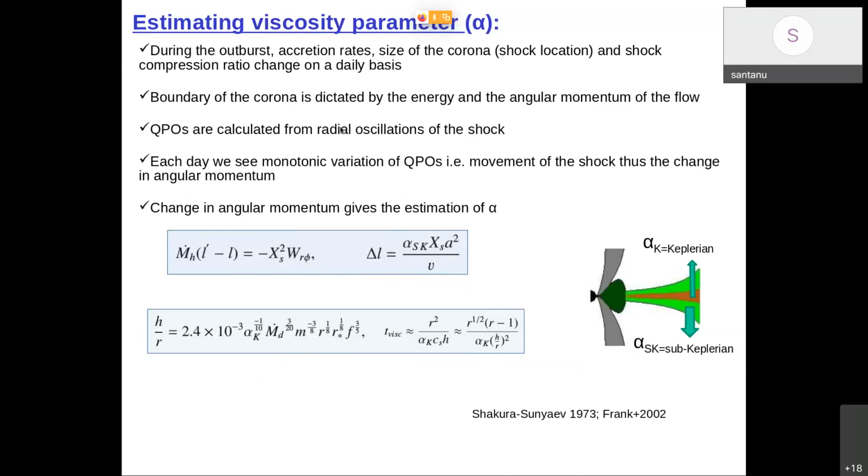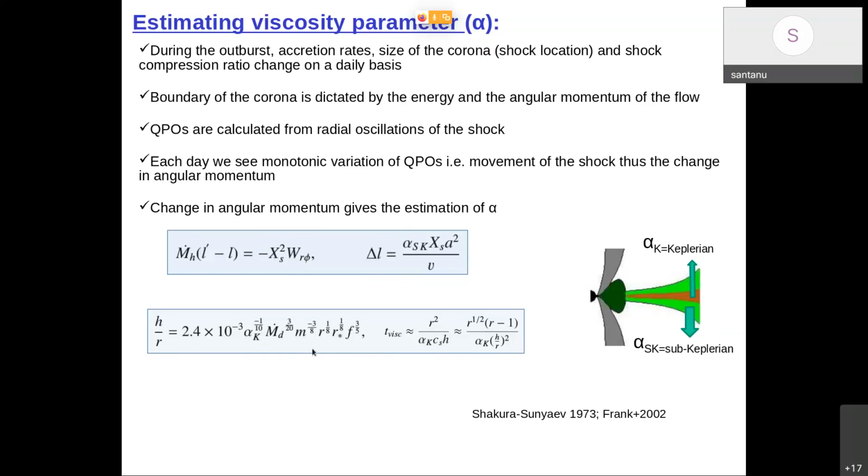Now, the boundary layer of the corona, which is basically the shock, can be dictated by the energy and angular momentum of the flow. We estimate the QPO frequency from the radial oscillation of the shock. So we compare theoretical QPOs and observed QPOs. When they match, we consider those angular momentums. From that change in angular momentum and the accretion rate, if we equate this with the viscous stress, W_rφ, where W_rφ is basically the local pressure of the flow, we can estimate alpha_SK. Alpha_SK is basically the viscosity parameter for the sub-Keplerian flow.